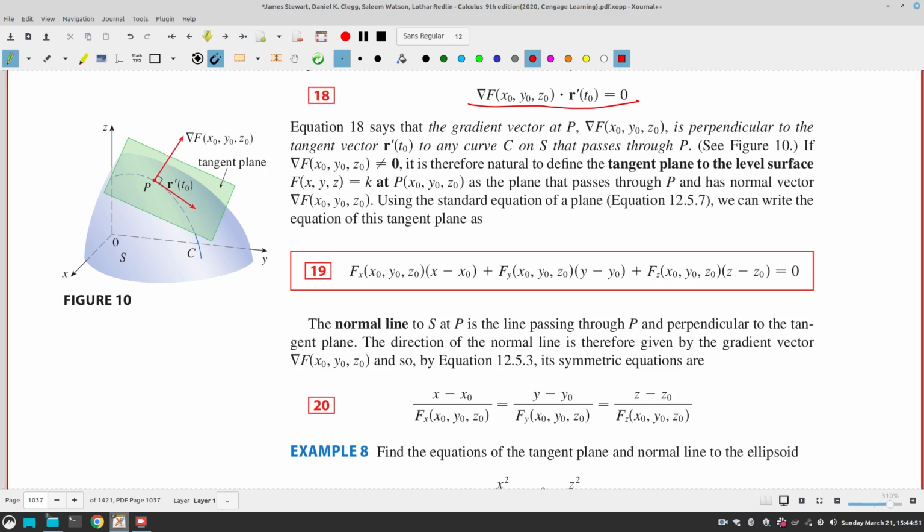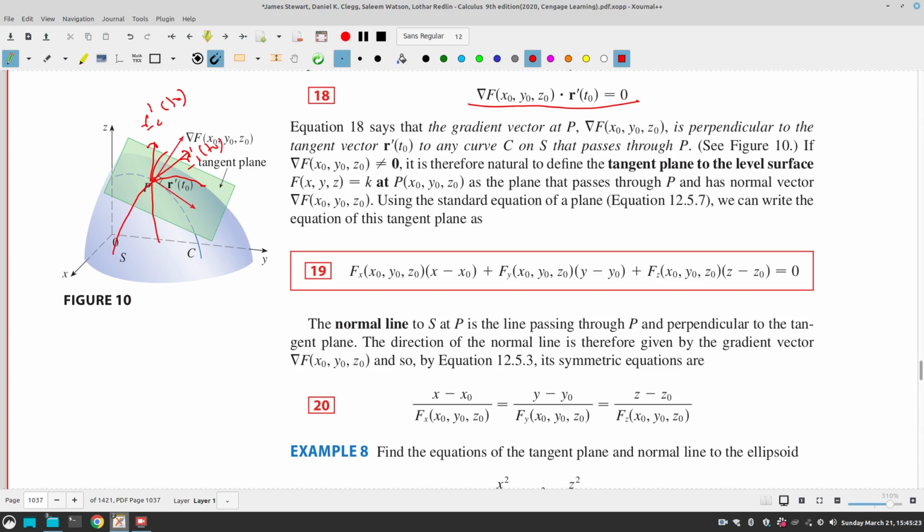So if you had another curve, let's call it C1 that went in this direction, the tangent vector would be R1 prime at T naught. Or you have another curve, C2, and you had R2 prime at T naught. So the gradient vector will be perpendicular to all of these tangents.